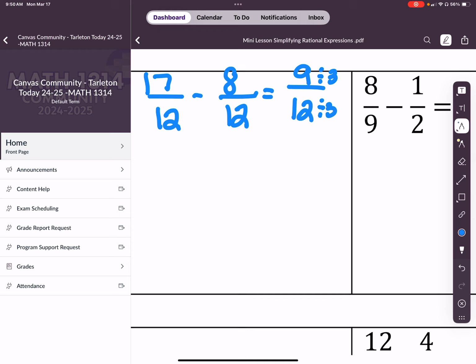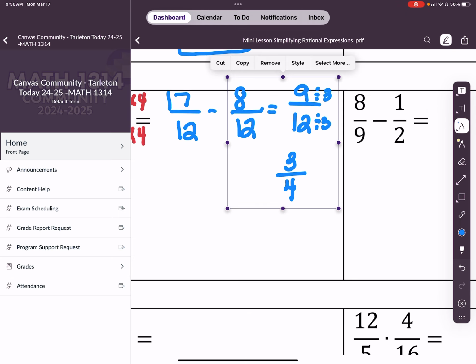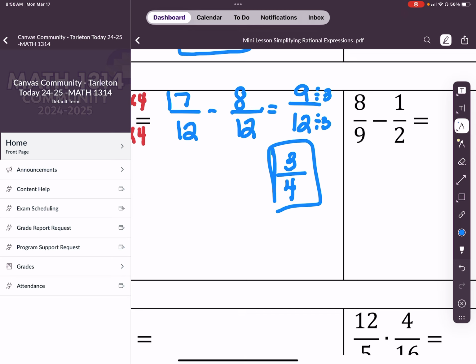So I'm going to divide by 3. So 9 divided by 3 gives me 3. 12 divided by 3 gives me 4. Okay, so that would be our simplest form here.